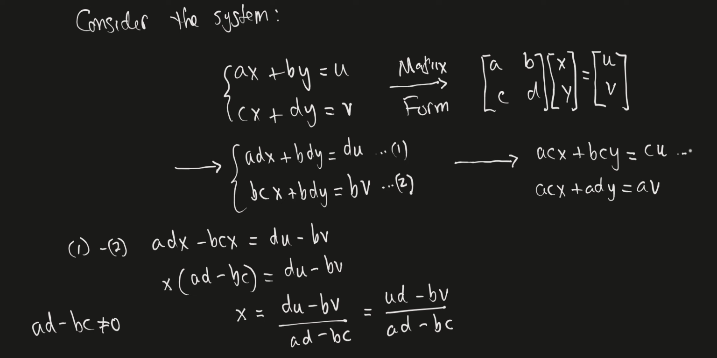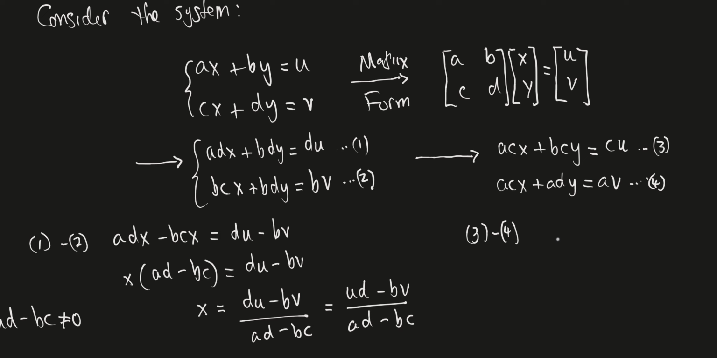And again, let me call this equation 3. Let me call this equation 4, and then do the same thing. Let's take 3 minus 4, so let's subtract. So 3 minus 4, what are we going to have? Well, these terms will cancel out. I will have BC y minus AD y, and then I'll have CU minus AV.